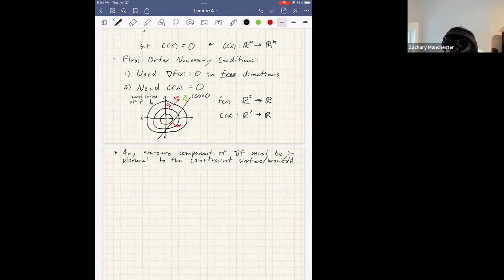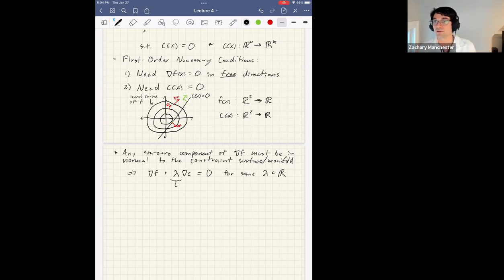And so if we write that down in math, it looks like this. Grad f plus, we're going to add this scalar thing called a Lagrange multiplier, lambda times grad C equals 0. This has to be true for some lambda, which is a scalar, right? And we call this lambda thing.